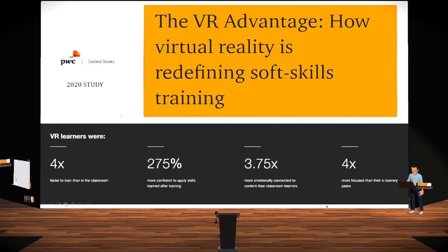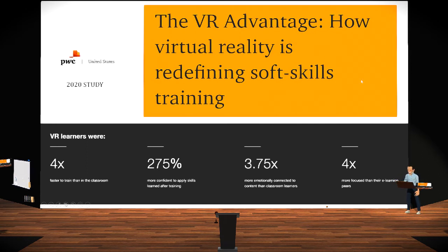I wanted to go over this study, this Price Waterhouse study that just came out this year, called The VR Advantage: How Virtual Reality is Redefining Soft Skills Training. And these numbers are just incredible. VR learners are 4 times faster to train than in the classroom. 275% more confident in applying the skills learned after training. That number just boggles my mind. 275% more confident in applying skills after training. 3.75 times more emotionally connected to the content than the classroom learners, and 4 times more focused than their e-learning peers.